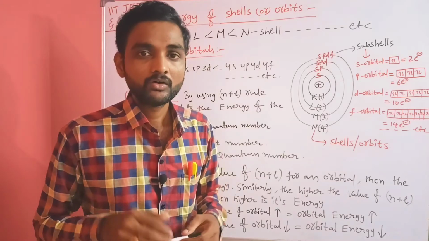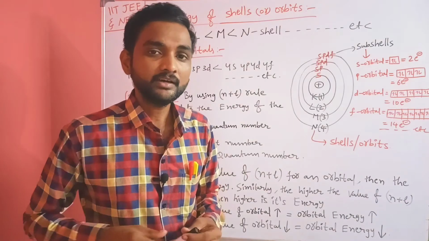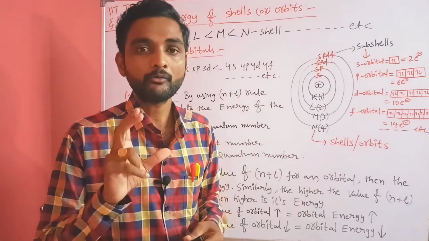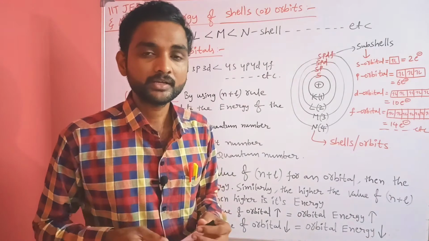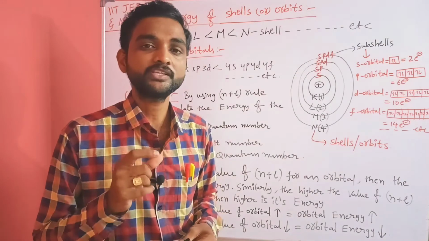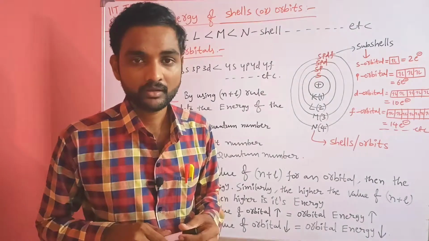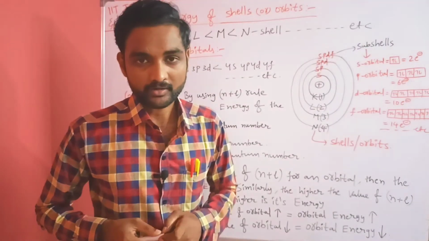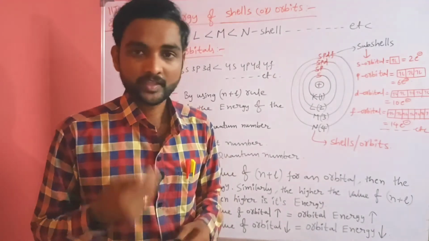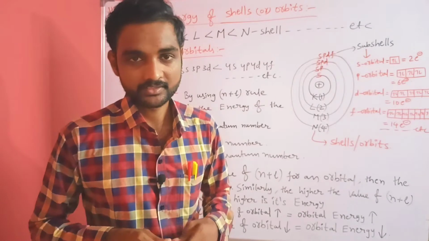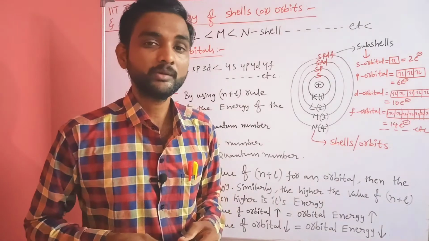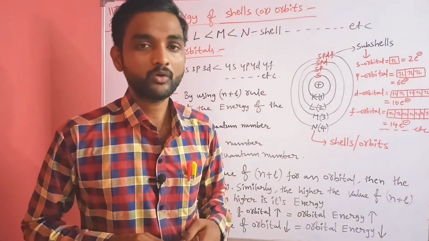Now if you go inside the college, our room will come. Here our room is nothing but subshells. It is a subshell. Which quantum number can explain subshells? That is the azimuthal quantum number. Next we go inside the room, and then we will see benches. These benches are nothing but orbitals. Which quantum number can explain orbitals? That is the magnetic quantum number.